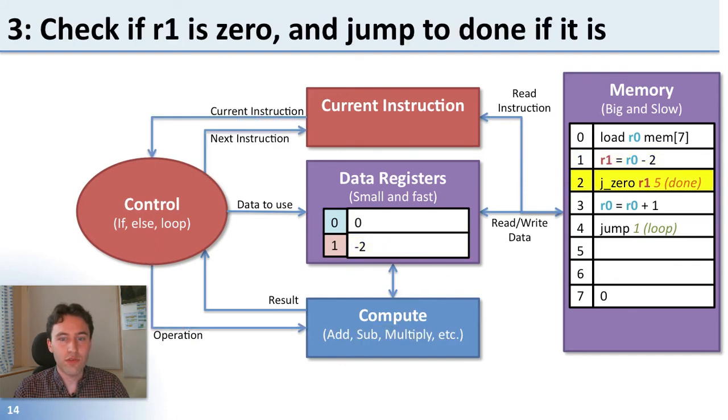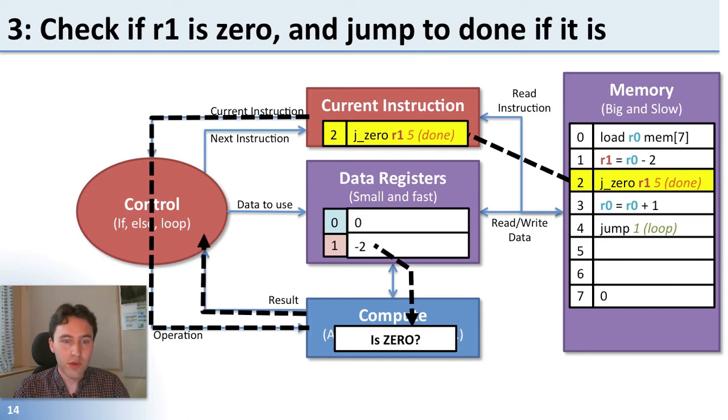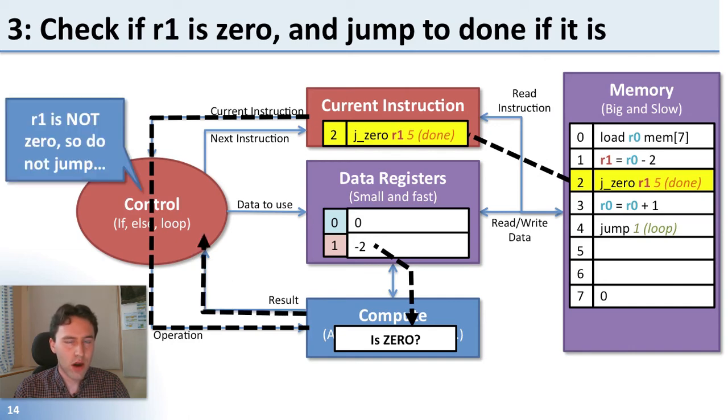Now we're going to check if the result of that is 0, and if it is, we're all done with our loop. So we load our instruction again, now we're on instruction 2. This is jump if 0, R1. We go through our control. Our control says, is it 0? What do we check if it's 0? Well, it's R1. We check if R1 is 0 because the instruction says jump if 0, R1. We send the result back to the control. R1 is not 0, so we're not going to do a jump here.